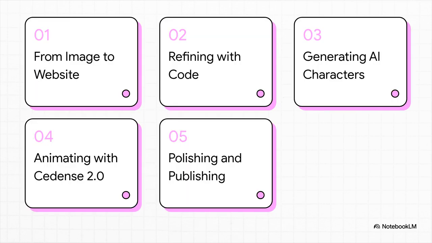All right, so here's how we're going to break it down. It's a 5-step journey. We're going to start with just an image and turn it into a website. Then we'll refine the code just by talking to the AI. After that, we'll generate our own custom AI characters, bring them to life with some animation, and finally, we'll polish the whole thing up and get it published online.